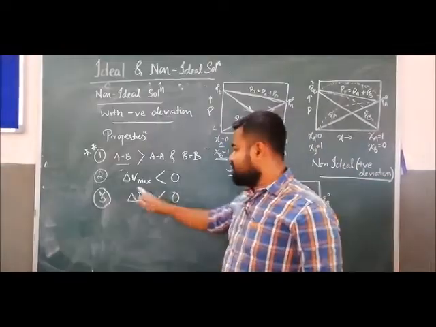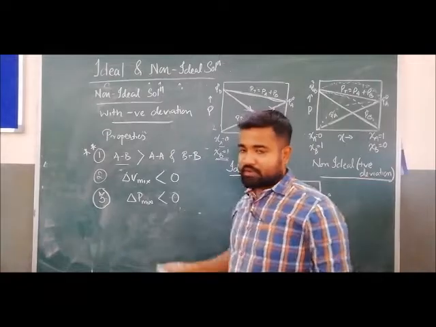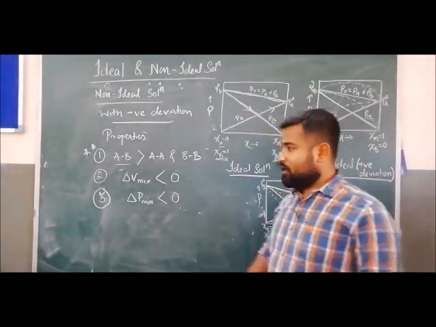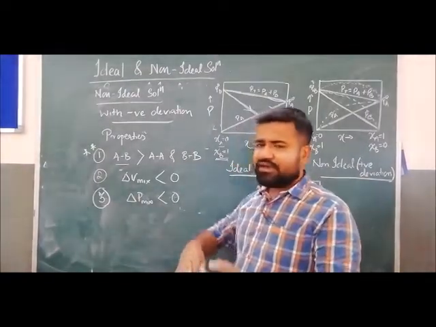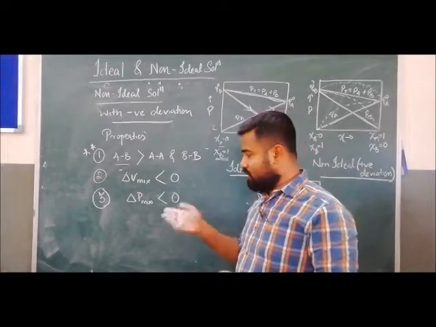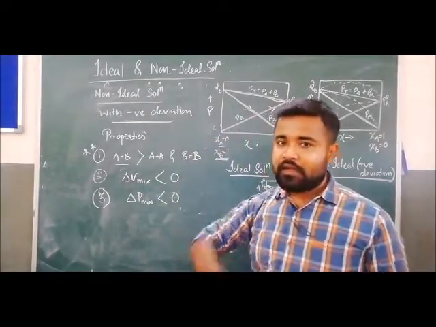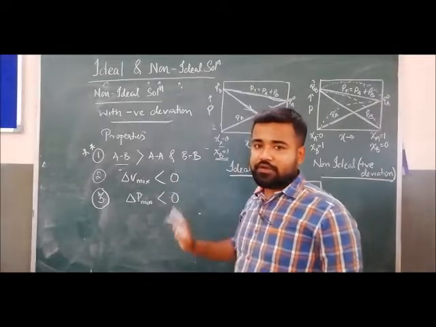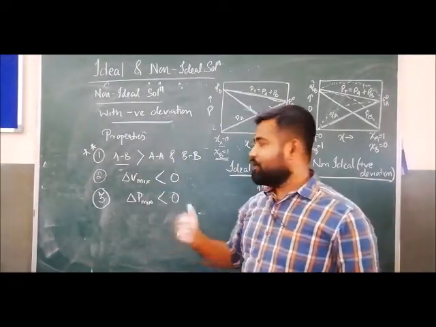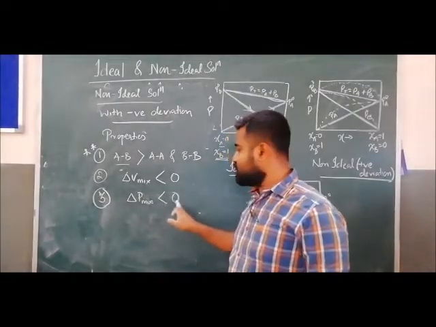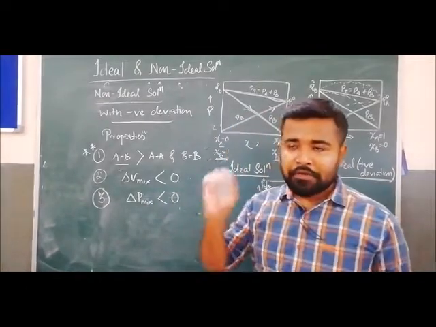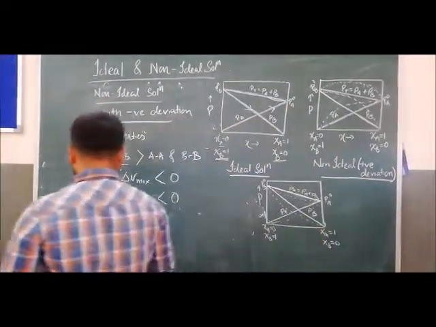So that's why delta P mixing is less than 0. Whatever the vapor pressure before the solution is prepared is always greater than the vapor pressure after the preparation of solution. That's why it is less than 0, which means negative, and negative means a decrease in vapor pressure.